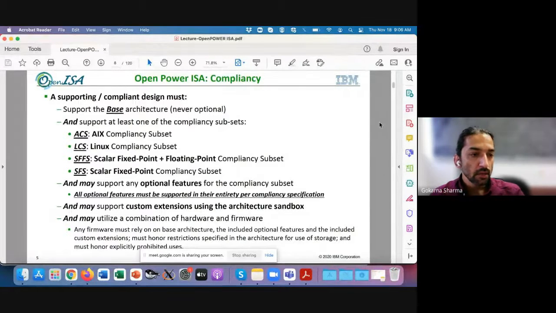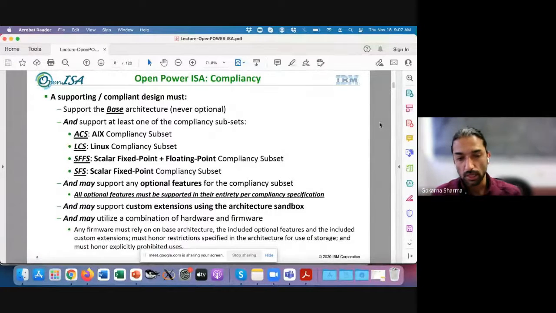Okay, and then you may support any optional features for the compliance subset. If you try to support any optional feature, then you have to support all the optional features in the design that you built to be compliant. If you don't want to be compliant, that's fine. But if you want to be compliant with the OpenPower ISA specification given, then you have to support the whole base architecture plus at least one of the subsets defined per compliancy. And then you can support custom extensions, not just the optional features. There are more custom extensions.